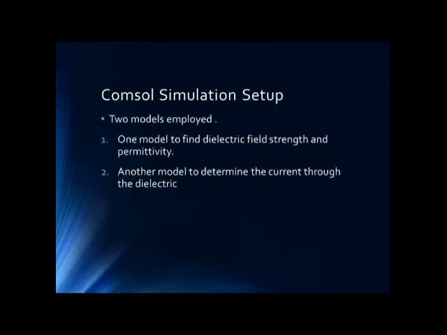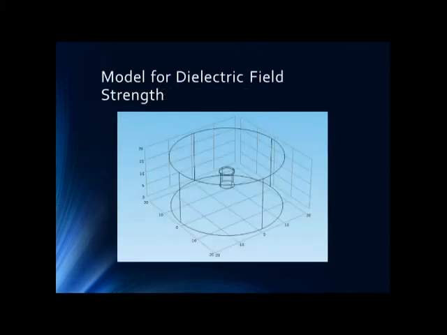In COMSOL simulations, we use two models, one model for the dielectric field strength and one model for the current through the dielectric. Here shows the setup for the dielectric field strength as well as the permittivity. We see a big cylinder here just with air inside, and then a small cylinder in the center which is our dielectric material. We see a plate on top of that. That's a copper plate to represent the power cable, and that has a terminal voltage of 12 kV. At the bottom of the dielectric, it is grounded.